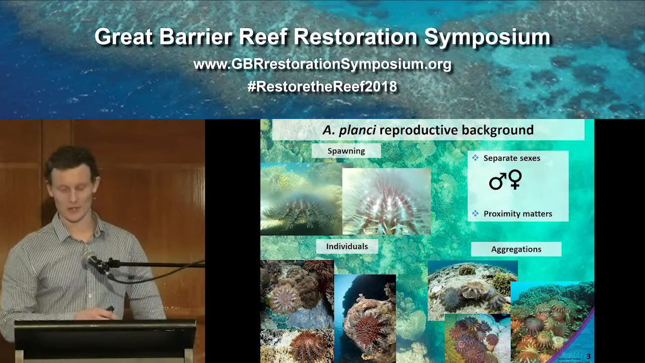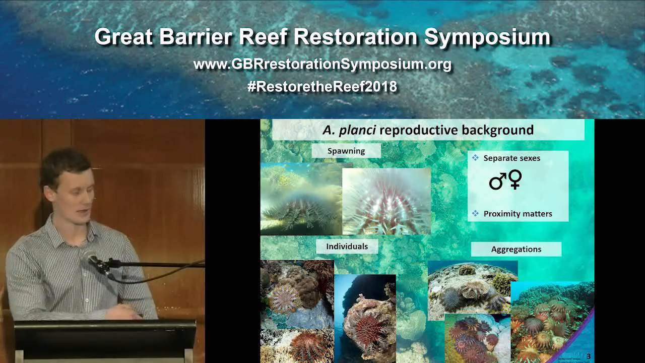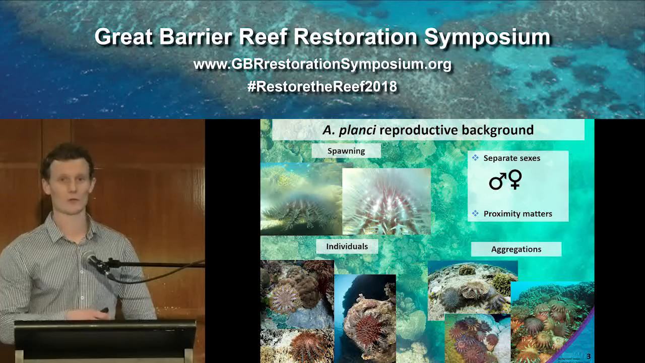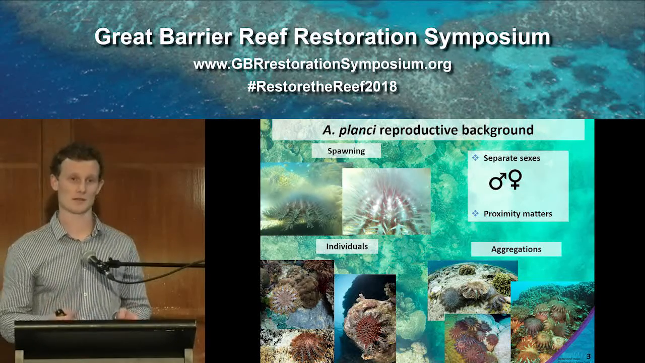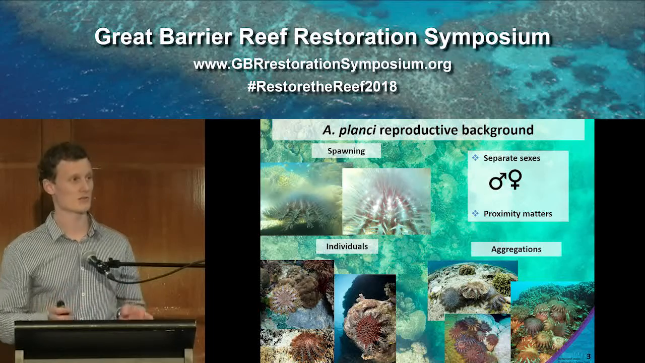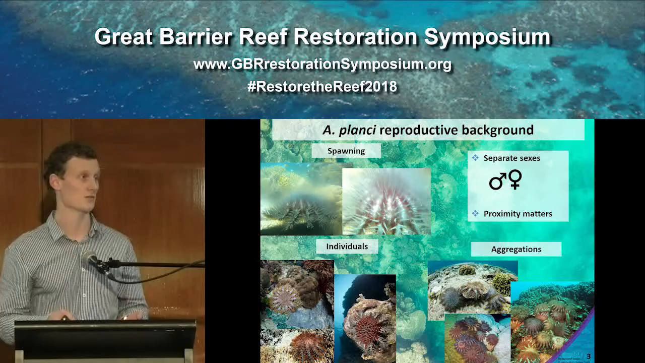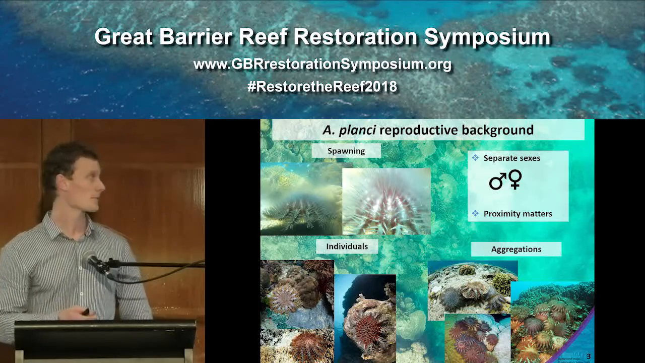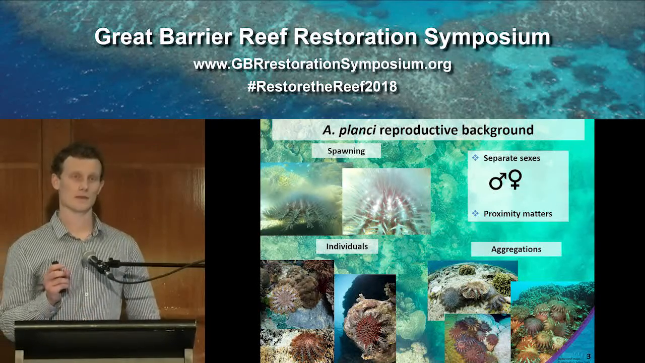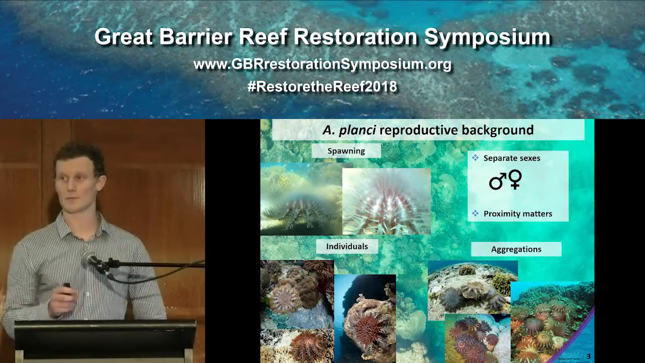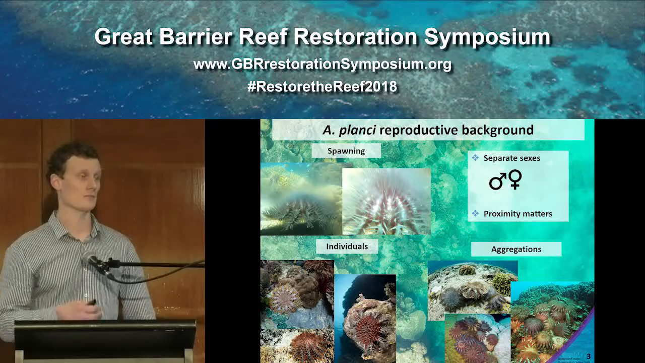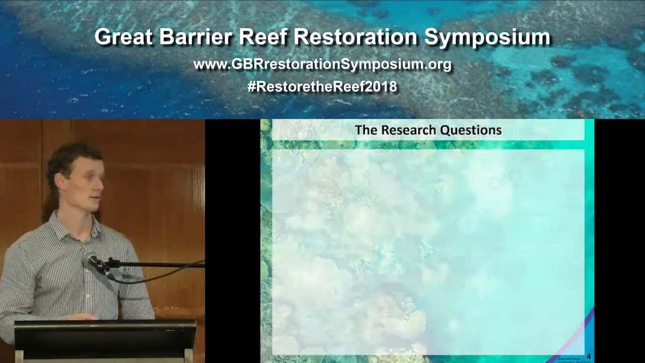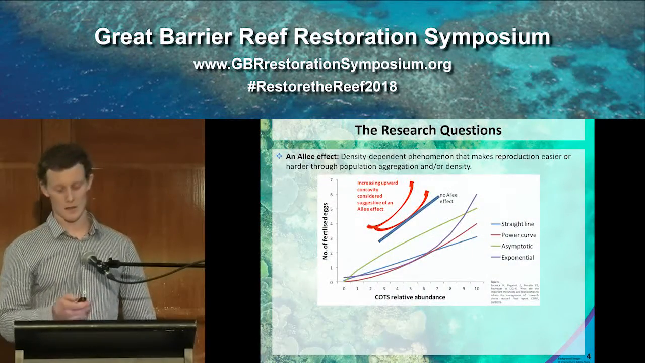They're broadcast spawners, so they shed their sperm and eggs into the water column and rely on the prevailing conditions. And they have separate sexes, so the sperm and eggs are initially separated, and increasing proximity can boost the interaction between those sperm and eggs. And the CoTS are known to aggregate. However, the quantitative effect of these aggregations on the reproductive success of the species was unknown.